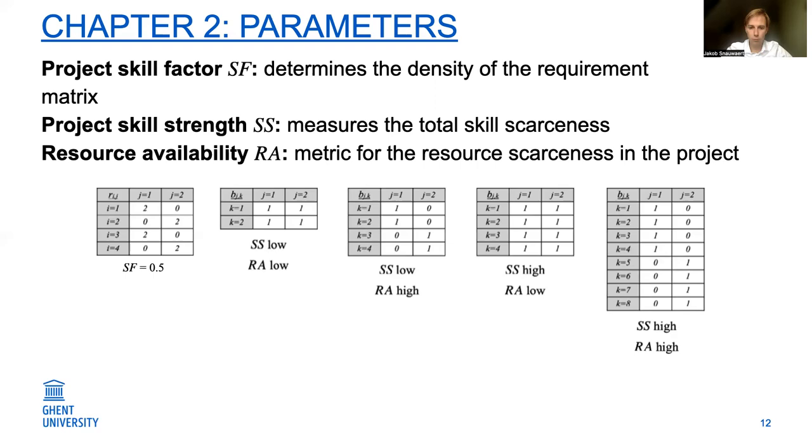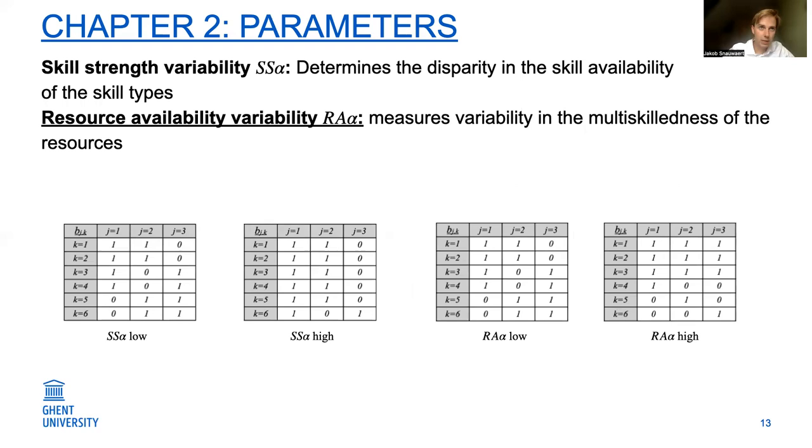Next, we have the skill strength variability and the resource availability. These are two parameters that introduce variability into the workforce in two different ways. First off, the skill strength variability determines the disparity in the skill availability of the skill types. So for example, if the skill strength variability is low or equal to zero, that means that all skill types will be evenly available or equally scarce.